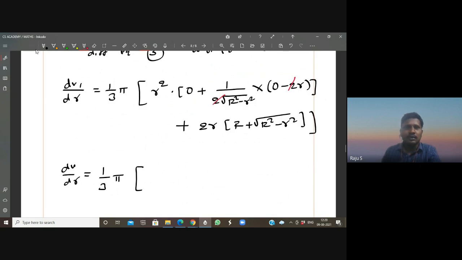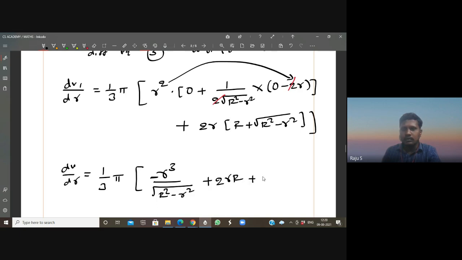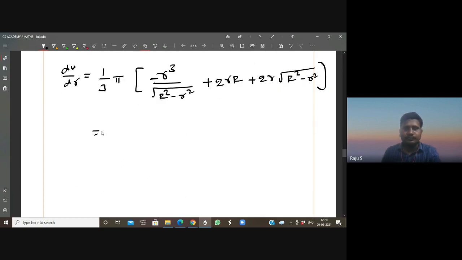Am I right, students? So what is the remaining value? R square into minus r cube, so R square into r minus r cube by root over capital R square minus small r square, plus 2r root over R square minus r square. Even if you want, you can take LCM. All of you take LCM here.